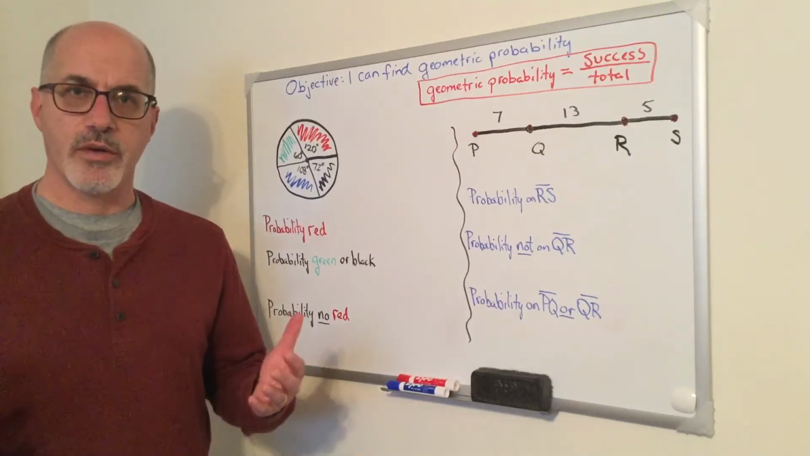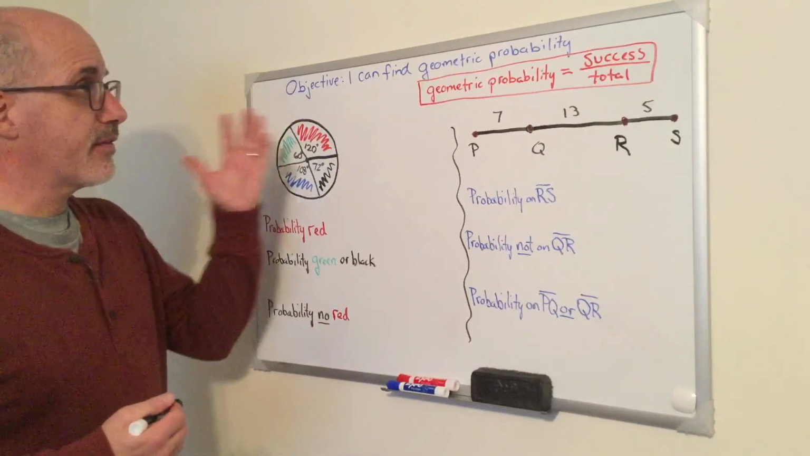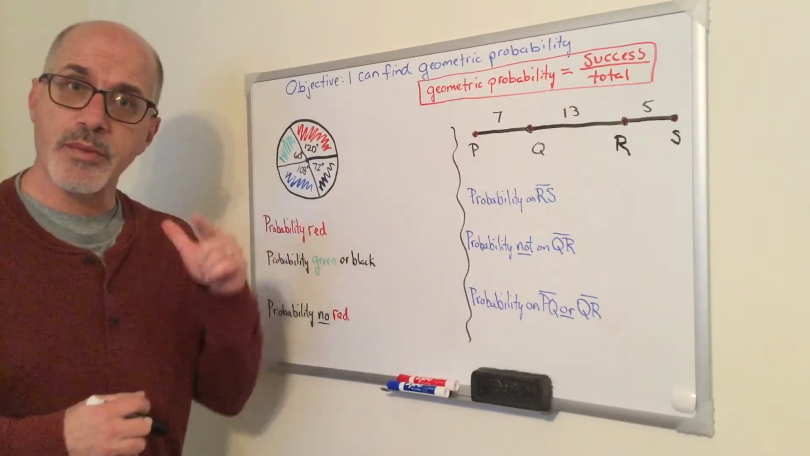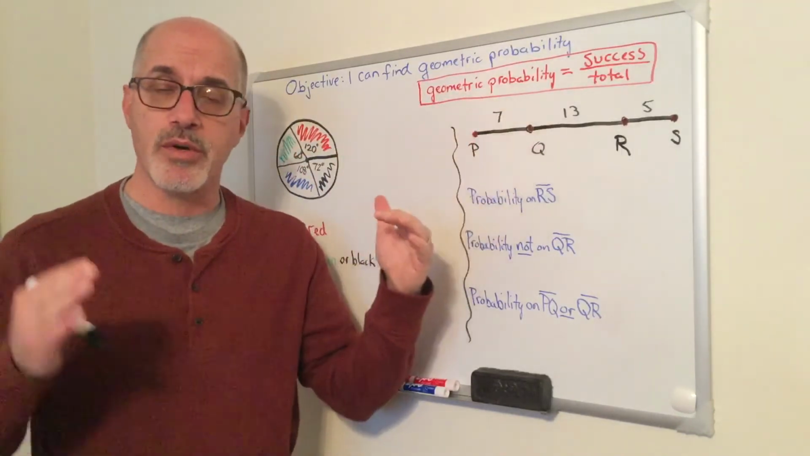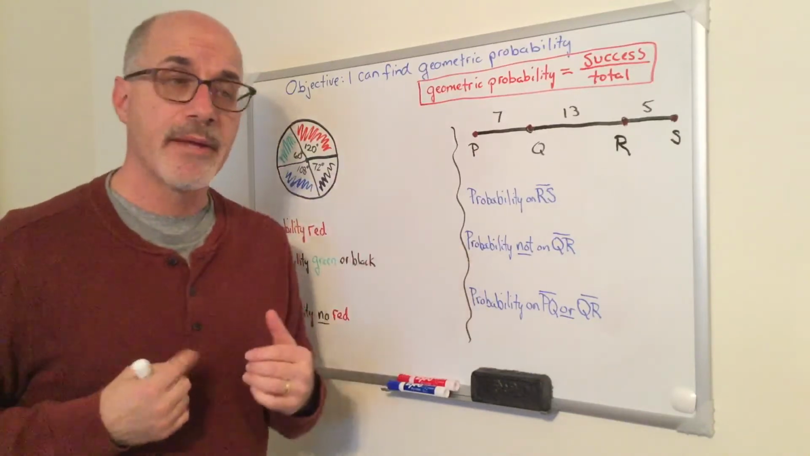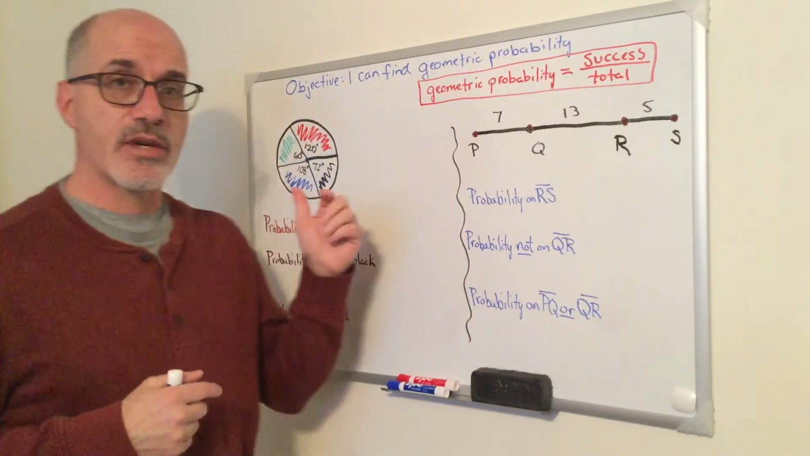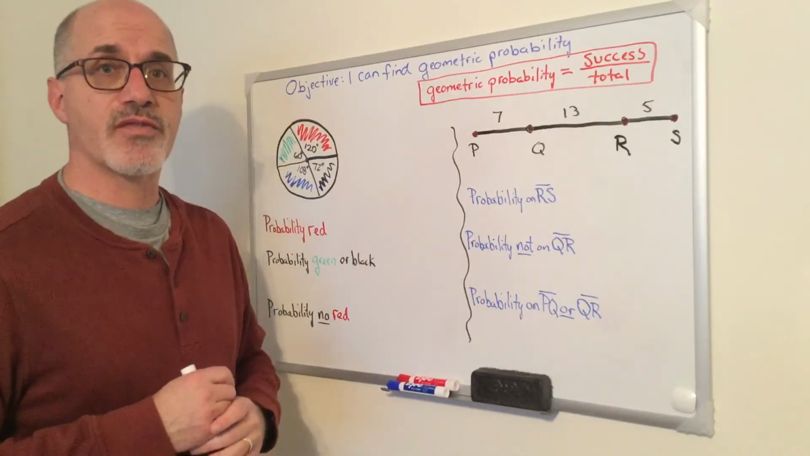Let's continue on working with geometric probability. So this lesson will also be on I can find geometric probability. And just as a reminder, geometric probability is where we find success and we put it over the total amount and we get a number between 0 and 1. We're going to list those answers either as decimals or as fractions. In this lesson, I'm going to list the answers as fractions.